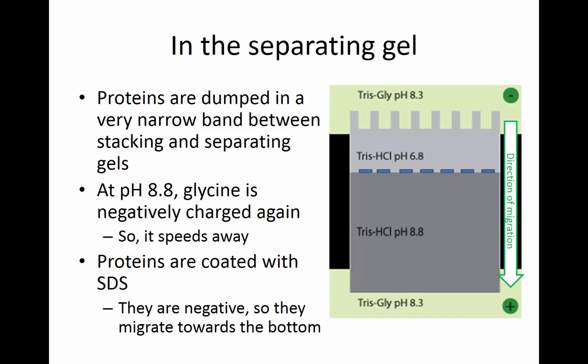We want all of the proteins to enter the separating gel more or less at once, so they can truly be separated by size. So again, at pH 8.8, which is what the separating gel is, glycine is now negatively charged, so it's going to speed away towards the bottom of the gel where it's positively charged. Proteins are coated with SDS. They're negative, so they're going to start to separate and migrate towards the bottom. There's a big impetus for the proteins to get down towards the bottom. The only thing that's preventing them from doing so at this point is the mesh work of the acrylamide, the polyacrylamide that's in the gel.